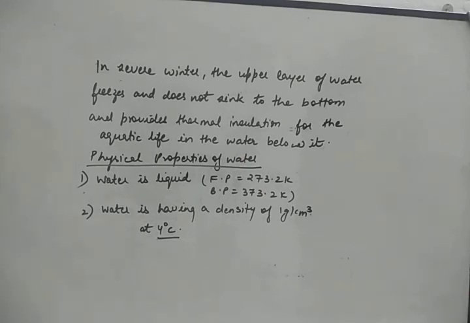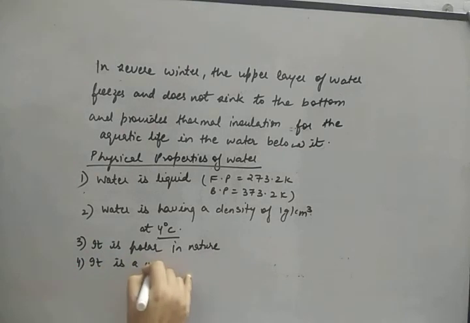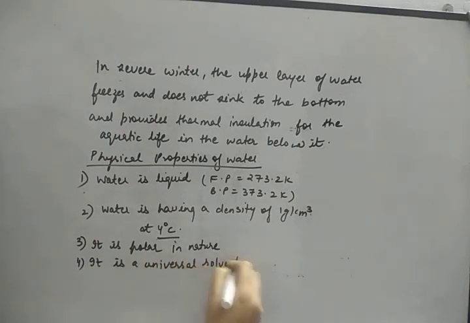The next is, it is polar in nature because of the high electronegativity of oxygen. Water has a resultant polarity, and since water can dissolve many organic compounds, it is a universal solvent for the majority of the ionic as well as the covalent molecules. So these are the important physical properties of water.